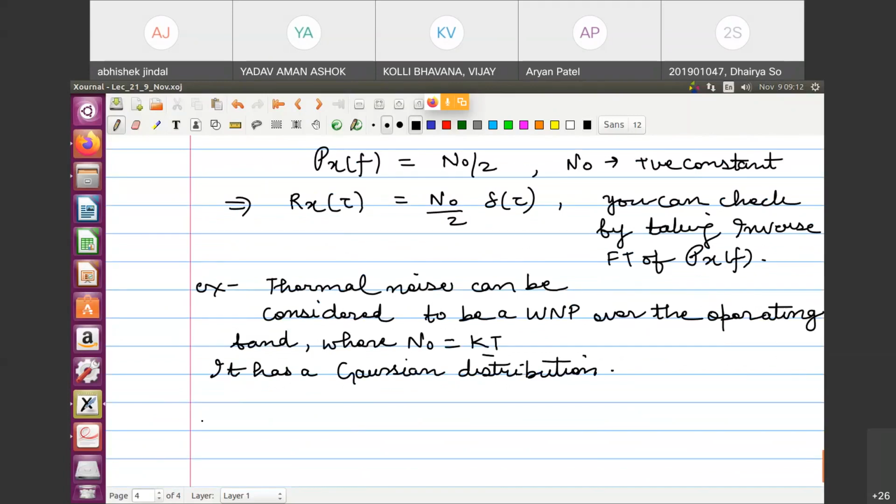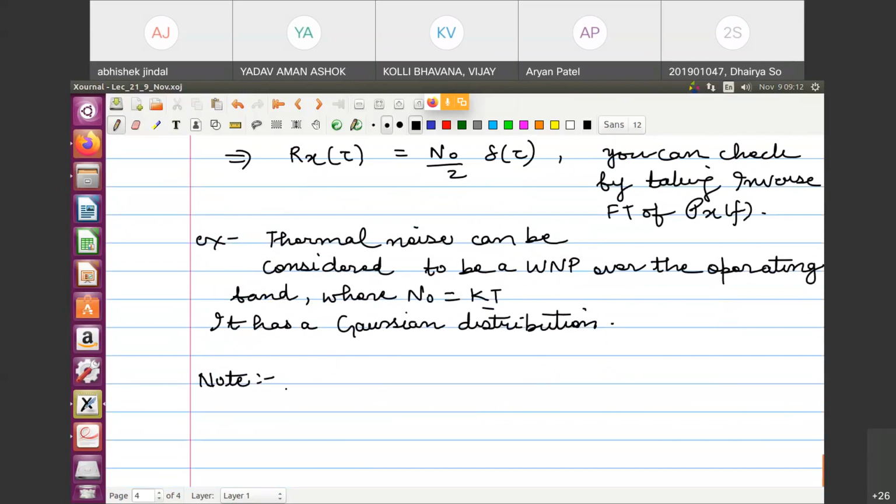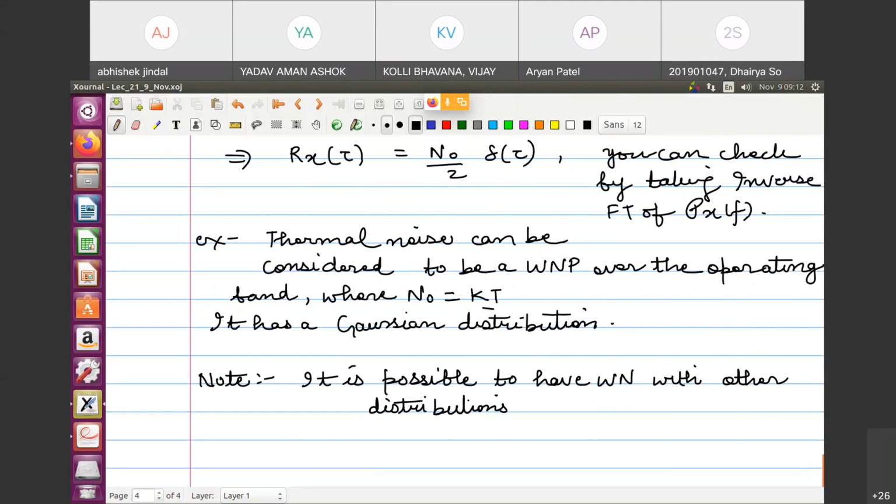Of note, this is important. I would say really important from the perspective of concept. It is possible to have white noise with other distributions. This is important. This should basically be remembered.